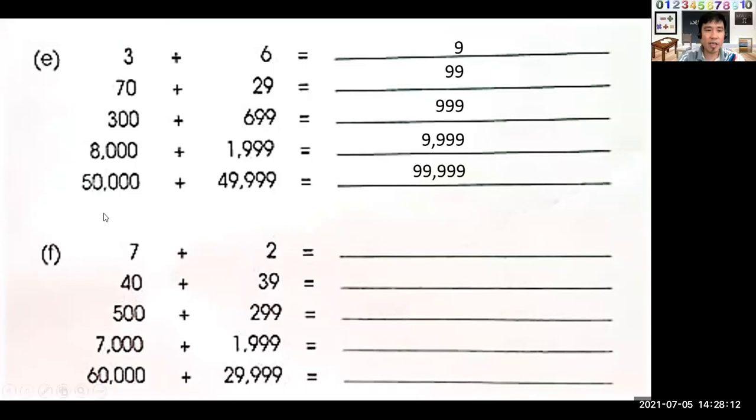99,999. So here, you can see 5 in the 10,000's place. 5 plus 4 is 9. So the rest, 9,999. 8 plus 1 is 9. 3 plus 6 is 9. 7 plus 2 is 9. 3 plus 6 is 9. So add, start from the left.